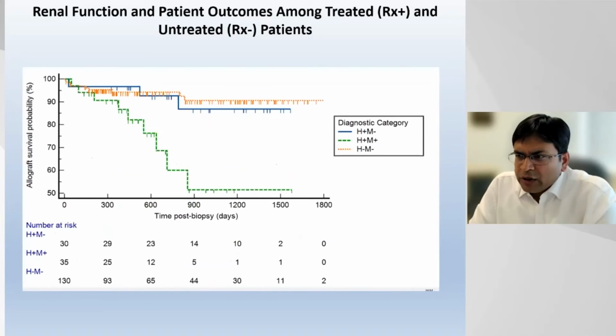When you look at graft outcomes, you see similar patterns where H plus M plus has a much worse graft survival compared to H plus M minus, which is very similar to those without rejection. So once again, the message seems to be from this that the H plus M minus group either represents very mild rejection, which never needed to be treated, or no rejection whatsoever. And the molecular tools were able to help us delineate that in the study.